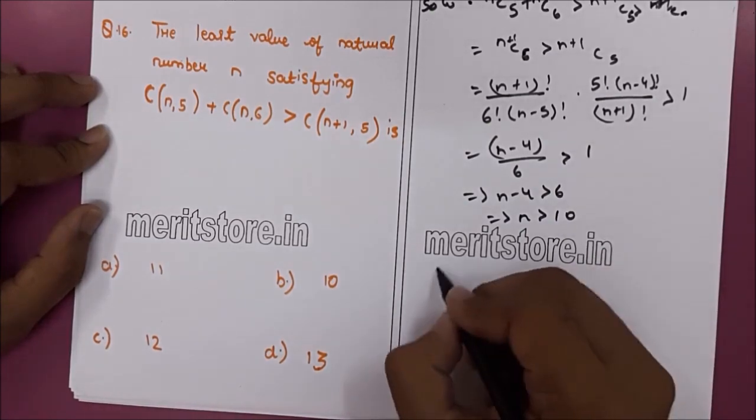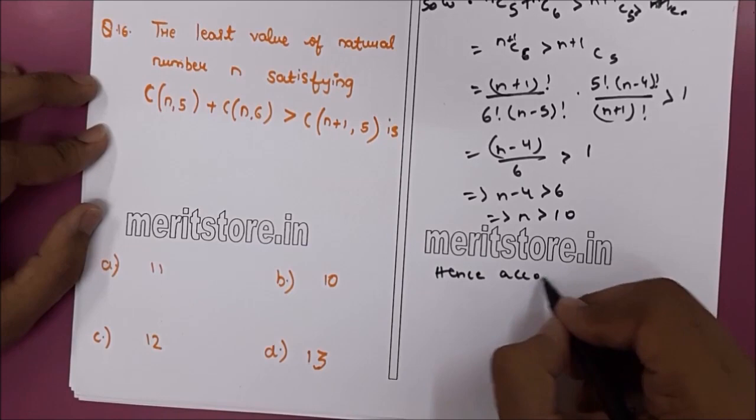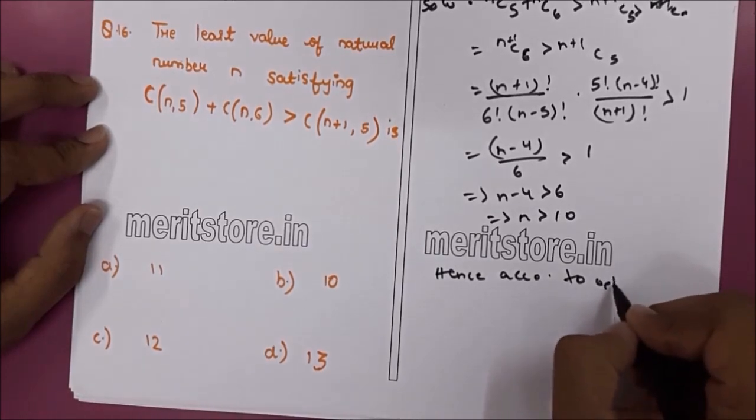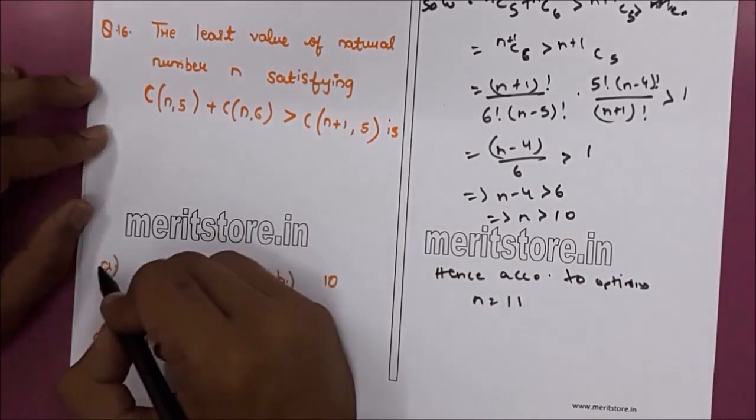Hence, according to the options, n is equal to 11. Therefore option A is correct.